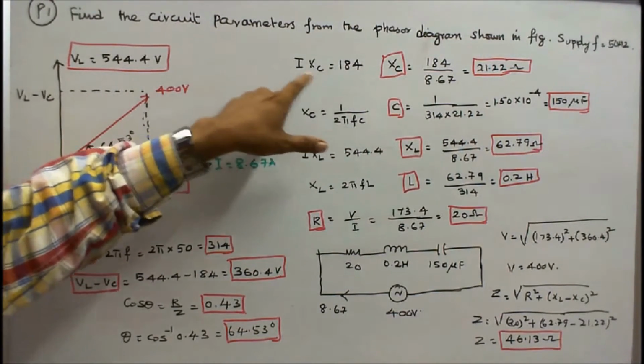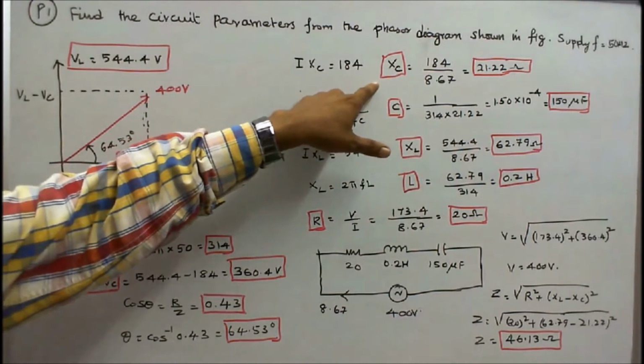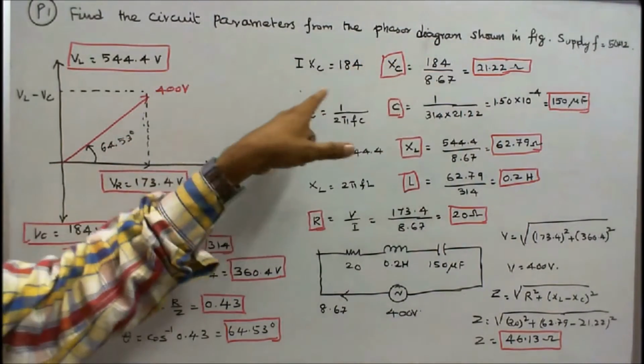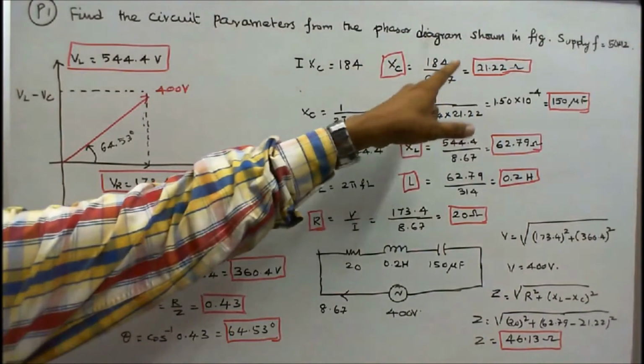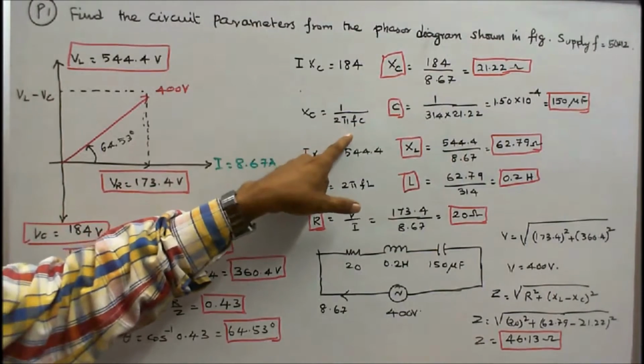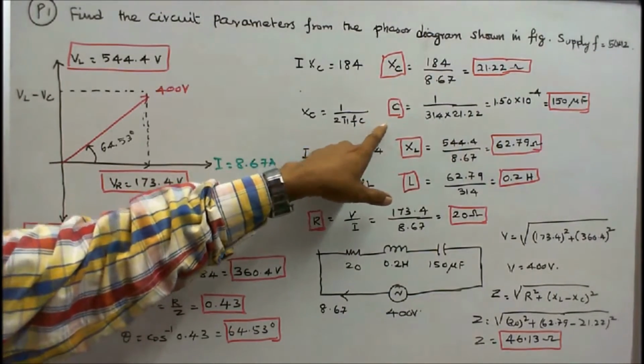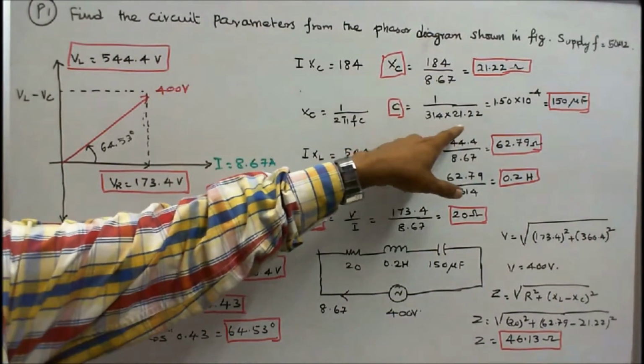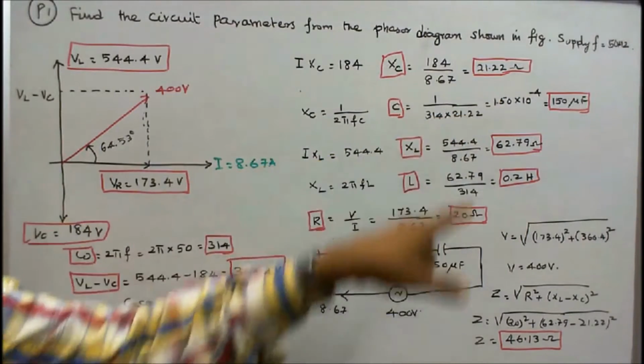The next is the voltage across the capacitor, given as 184. I into XC is equal to 184. XC is equal to 184 divided by the current 8.67, that is equal to 21.22 ohms. XC is equal to 1 by 2 pi FC, so I can find C. C is equal to 1 by 314 into 21.22, that is equal to 150 microfarads.